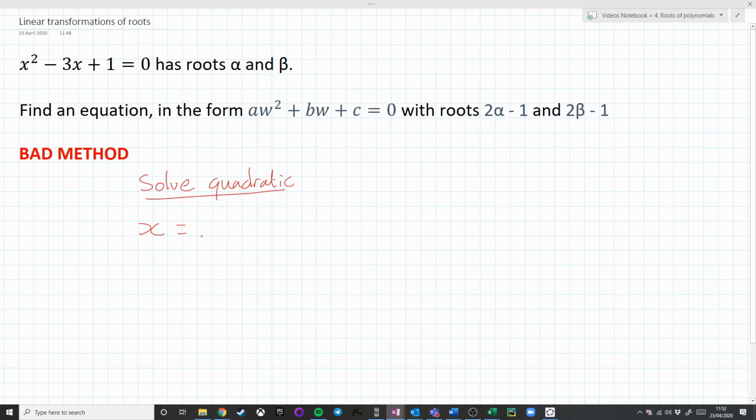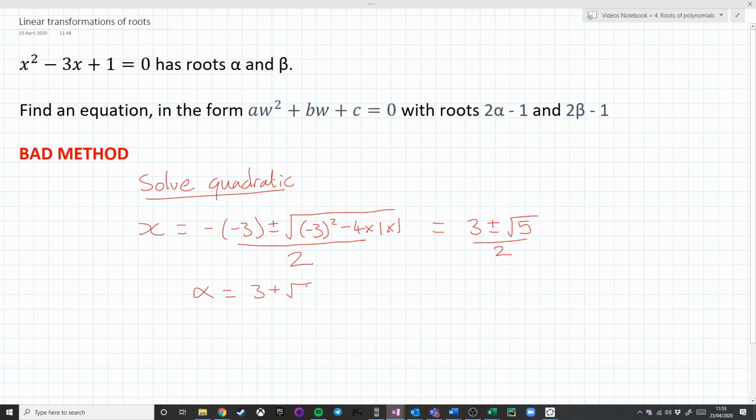Okay, so let's solve the quadratic. So we're going to get this. Or you could use your calculator. And you would get 3 plus or minus root 5 over 2. Okay, so I have got alpha is equal to 3 plus root 5 over 2. And I'm going to say beta is 3 minus root 5 over 2. Okay, that seems all good.